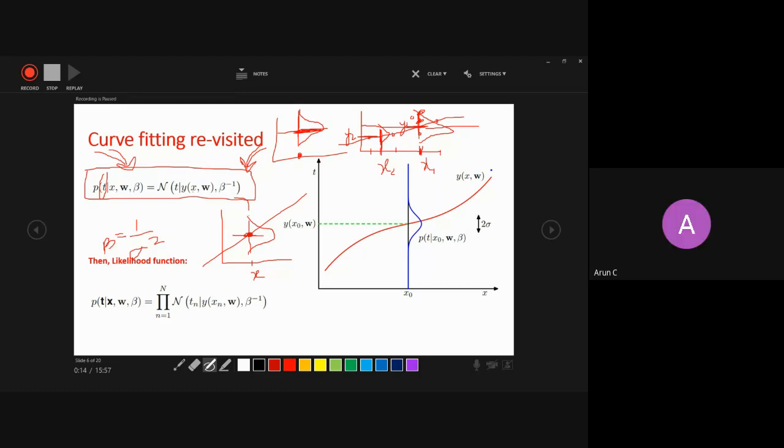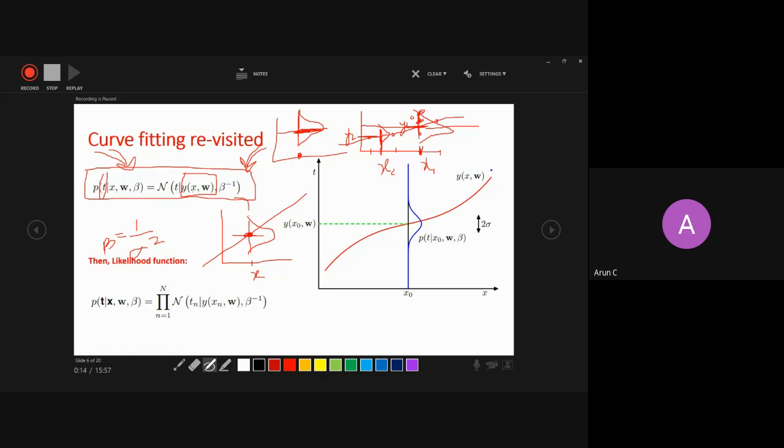I have written the name of a function in this equation itself. Yx comma w. Exactly, very good. So here, I never knew what my true function is, and I'm estimating it. In the effort of estimating my true function, the function is defined by what?